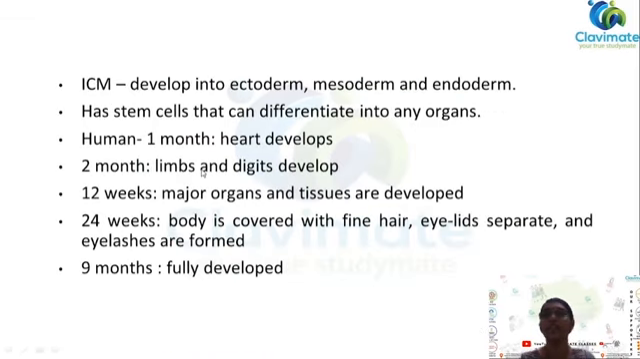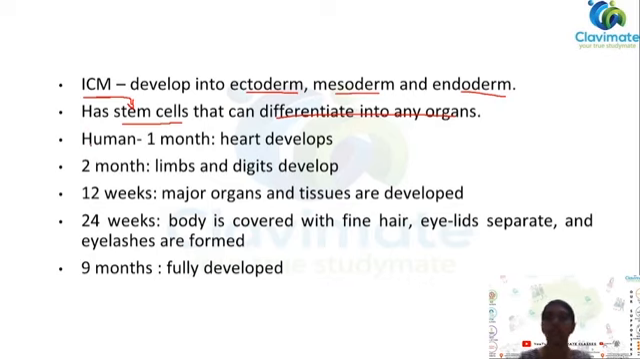The next part is the ICM, the inner cell mass. The inner cell mass will develop into ectoderm, mesoderm, and endoderm. These are the three layers present in our human body. The ICM has stem cells. What are stem cells? They can differentiate into any tissue and organ. That's how a human fetus is produced.